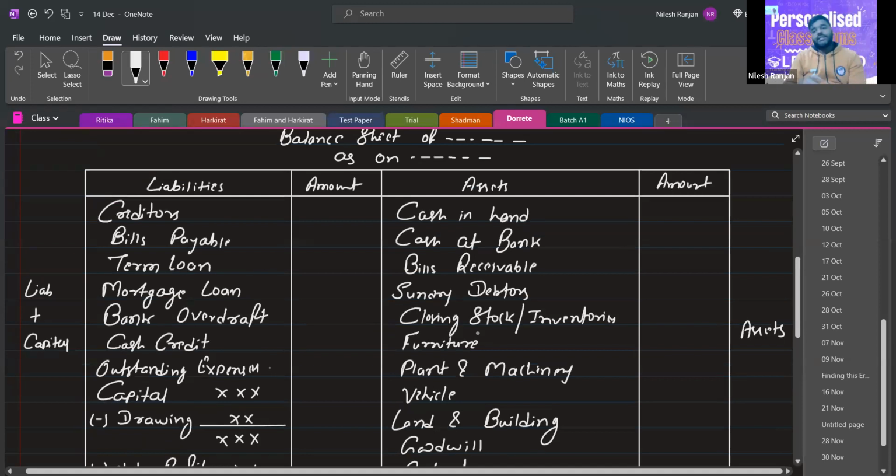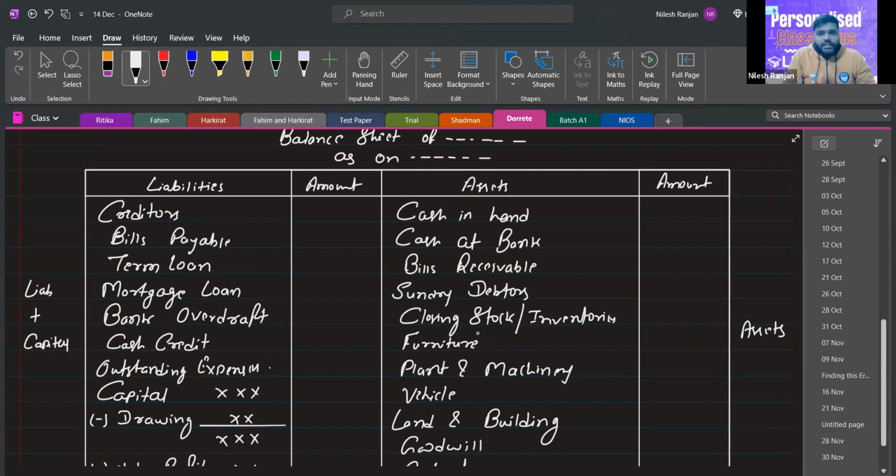Now on the asset side, there is cash in hand, meaning if you have cash with you, then it is cash in hand. If you deposited your cash into the bank, it will become cash at bank. Bills receivable means someone accepted your bill, and then it will be bills receivable. Next is sundry debtors. Sundry debtors means the persons to whom you have sold goods on credit. So they will pay you the money in the future. That's why they are sundry debtors.